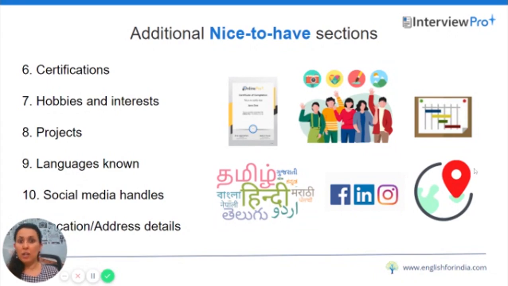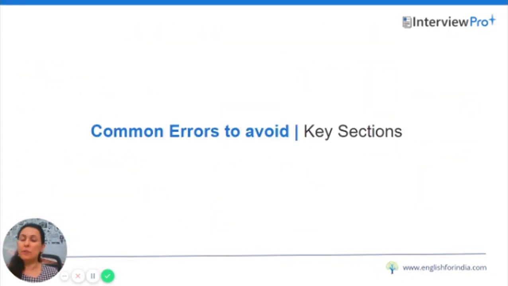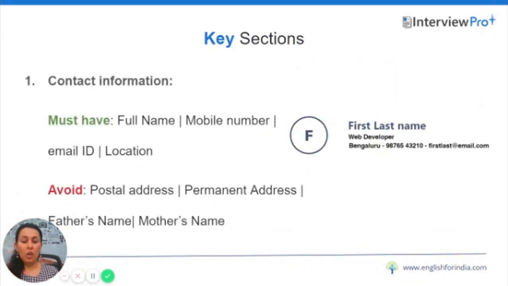Let's look at a few common errors that generally students make in the key fields. Contact number. Whenever you are mentioning your contact number, make sure you insert your full name, your mobile number, a professional email ID, and the location. You need not enter your postal address, permanent address, father's name, or mother's name.